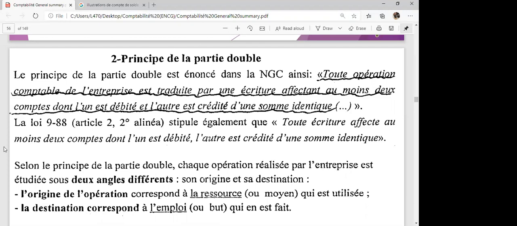And from here in bold: l'origine de l'opération correspond à la ressource, au moyen qui est utilisé, so the method of payment which you used, et la destination correspond à l'emploi, ou le but qui est fait. So what did you lose would be the resource, the question for the resource again. And to gain what would be a question for the emploi.